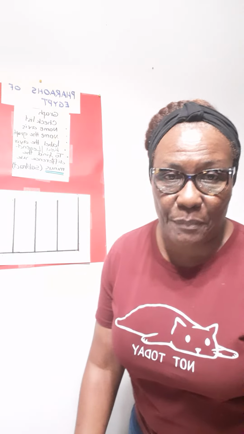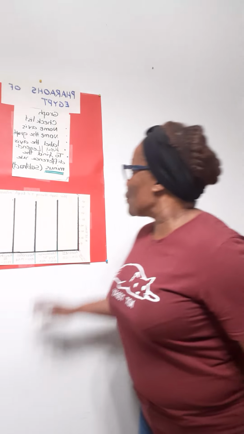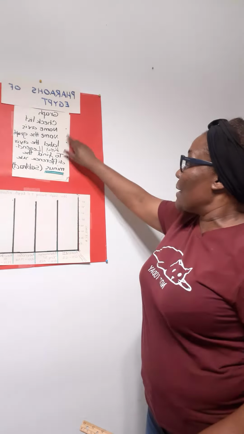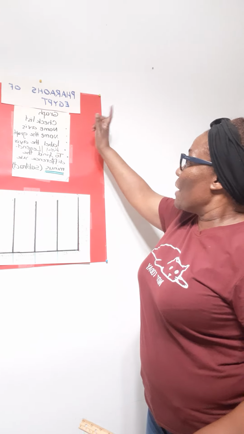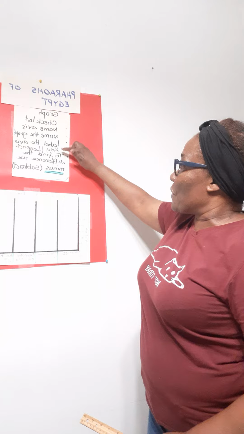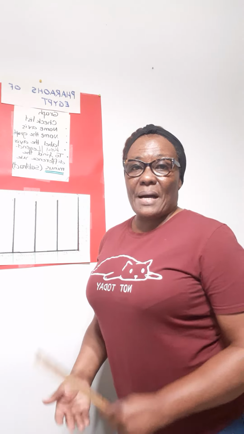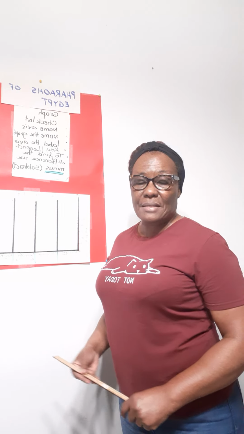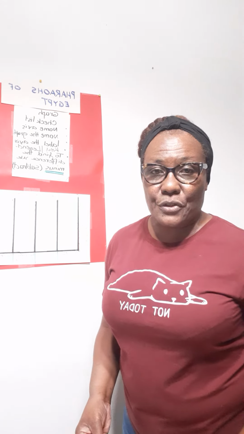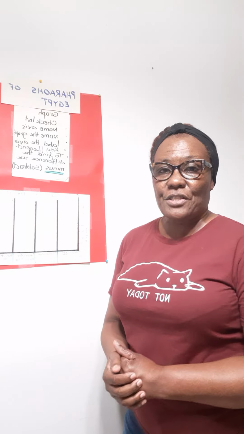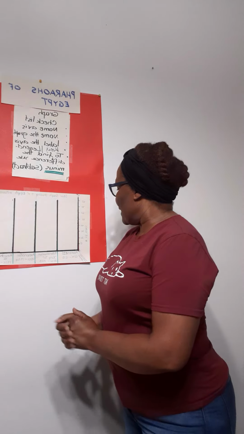There you go. All right, as soon as you get your paper, you can begin labeling. So remember, we must have our axes, X and Y. We must name the graph. We must label the axes, and we must have a key. We have different colors, markers, crayons, and colored pencils. Choose your color of choice. All right, I see that you're all finished. So now we are going to begin.